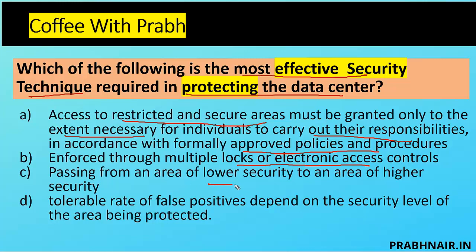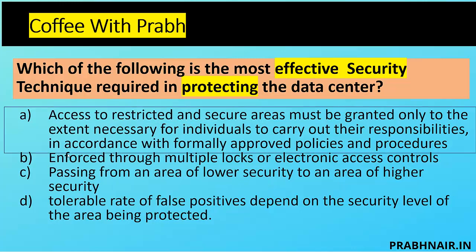Option C: passing from an area of lower security to an area of higher security, definitely, but without control, how can we manage that? Tolerable rate of false positives depending upon the security level of the area being protected, but it has no connection with the question. So I will go with the answer A.